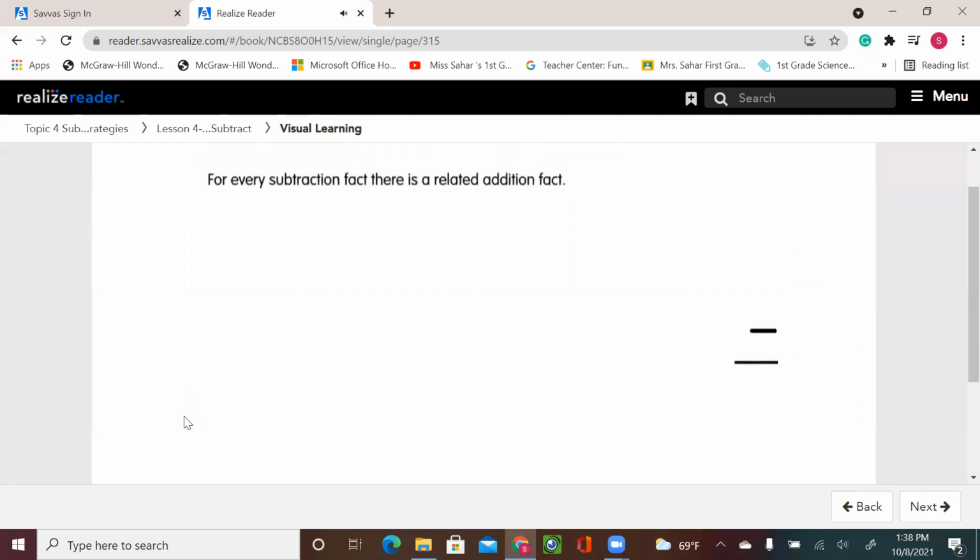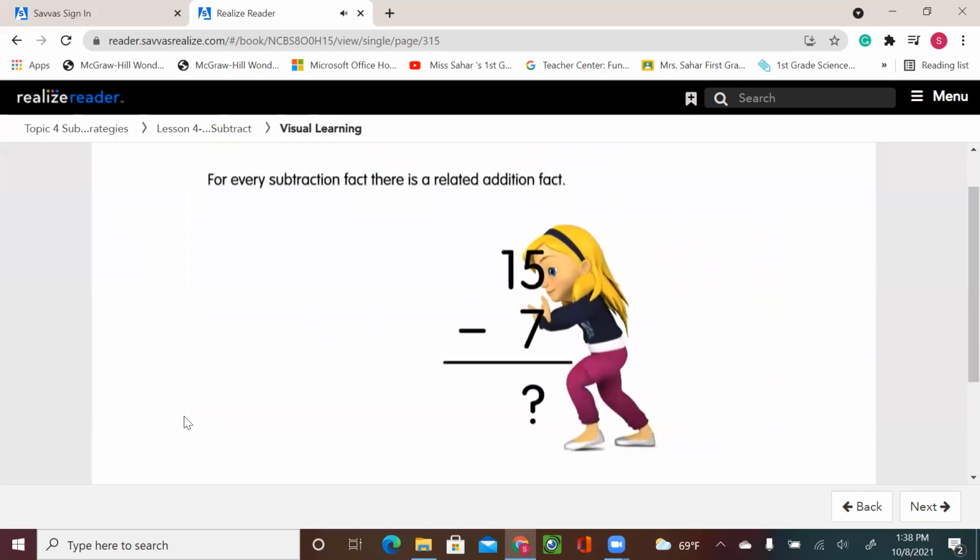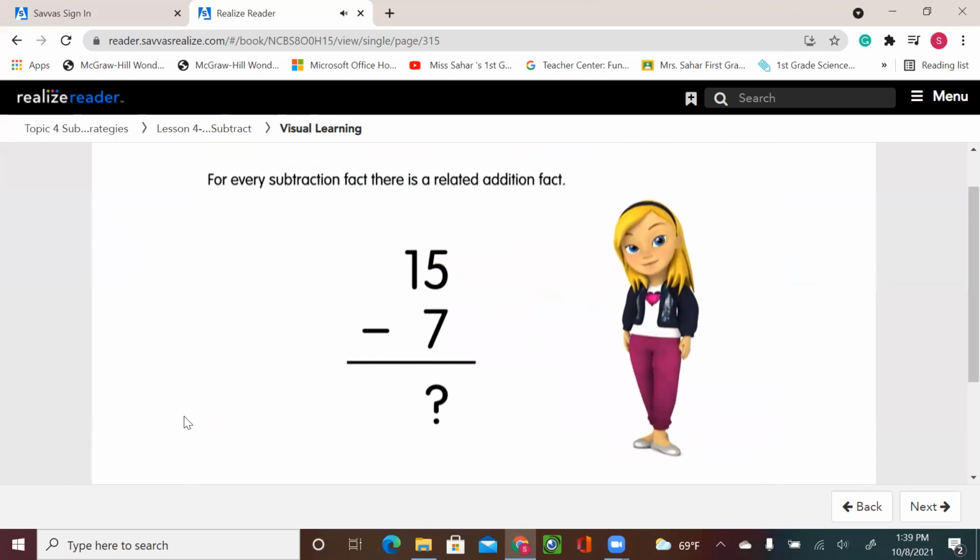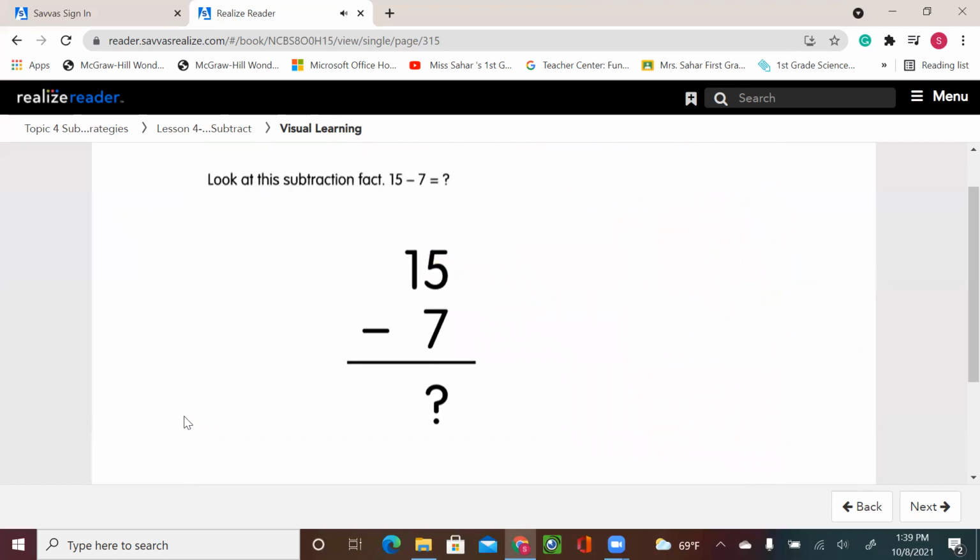For every subtraction fact, there is a related addition fact. Look at this subtraction fact. 15 minus 7 equals.